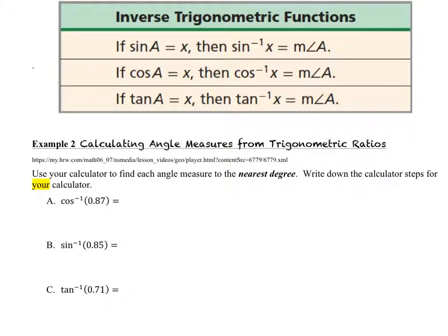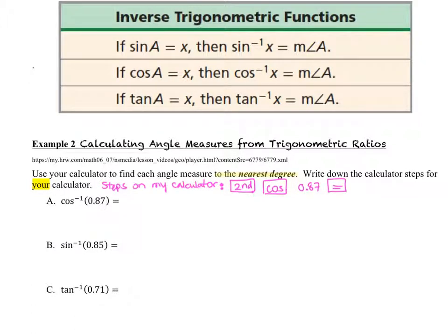In example 2, we're going to use our calculators to find the angle measures to the nearest degree. And since each of our calculators is slightly different, I want you to write down the calculator steps for your calculator. I'll write down the calculator steps for my calculator to find the inverse cosine of 0.87.